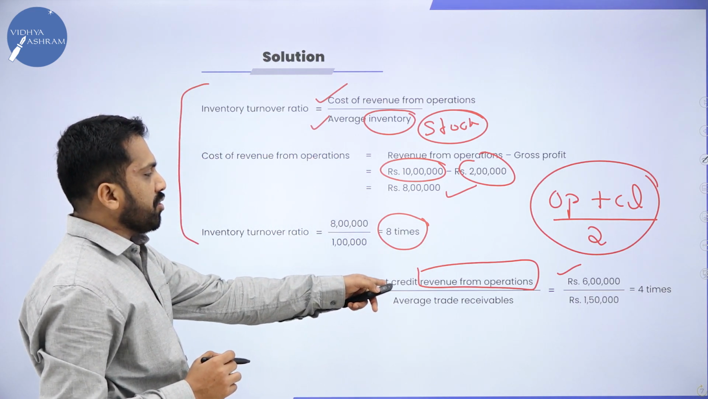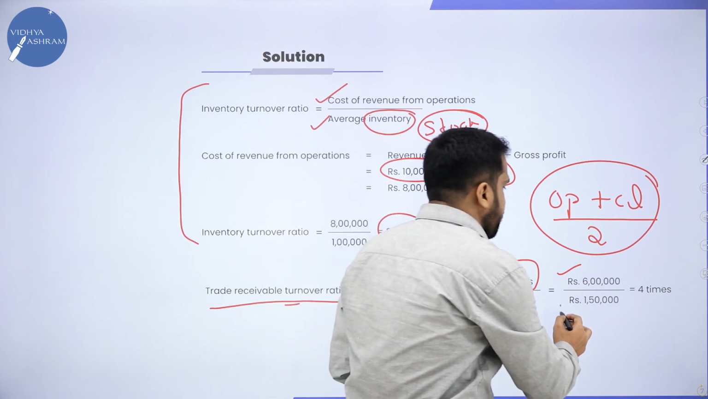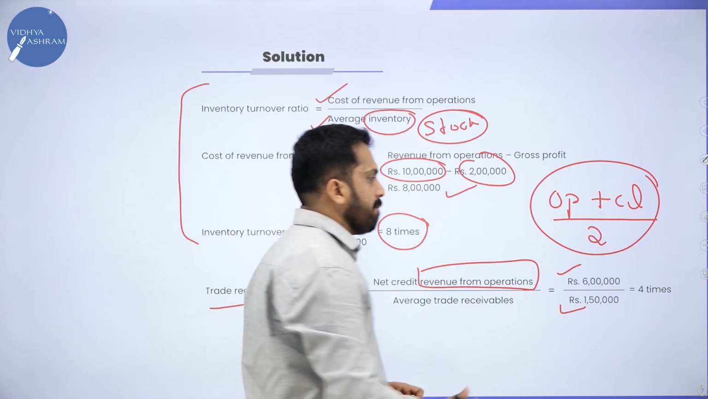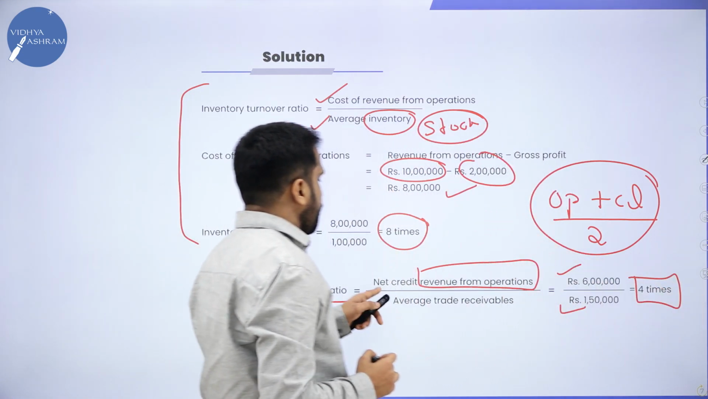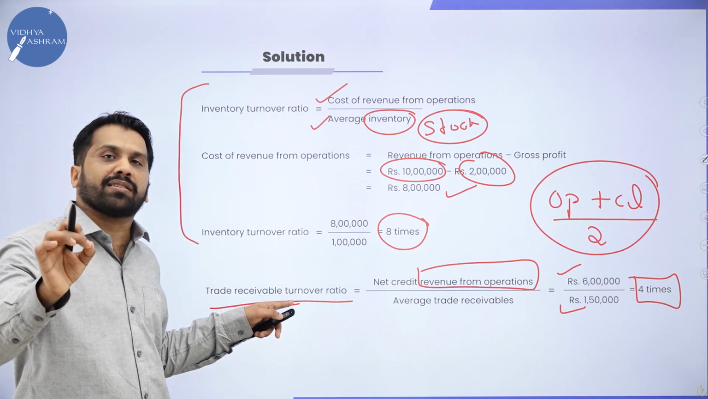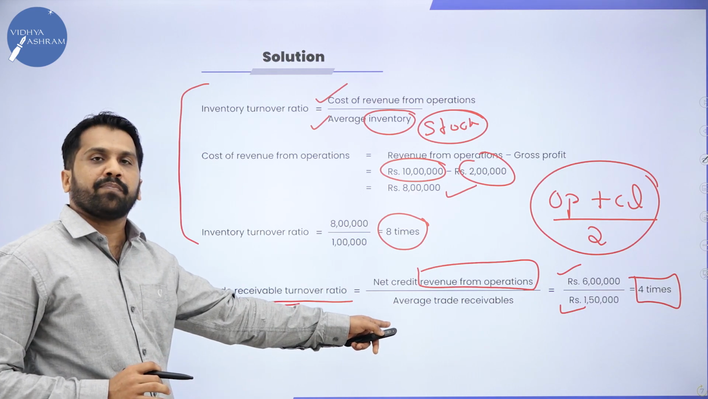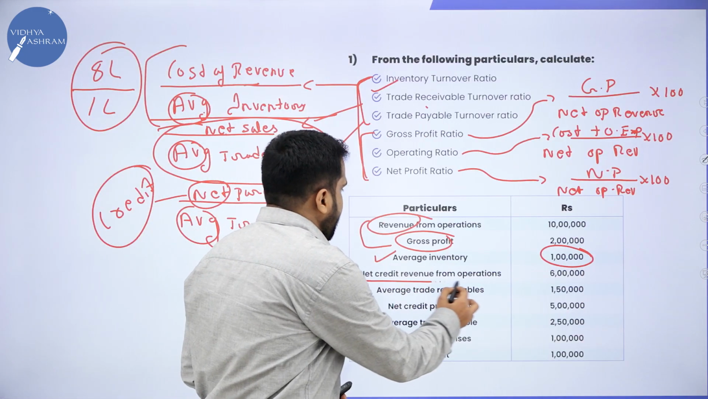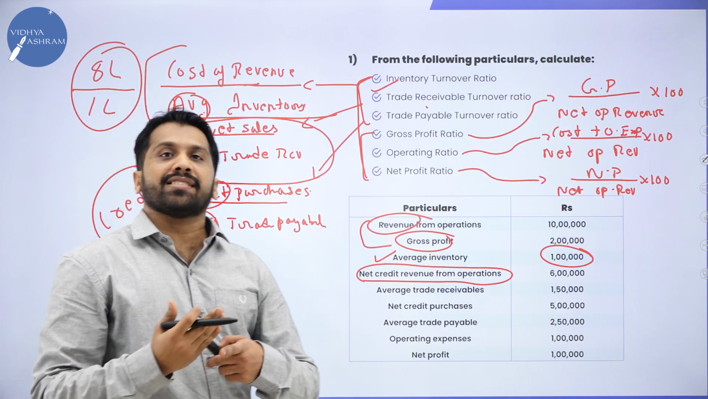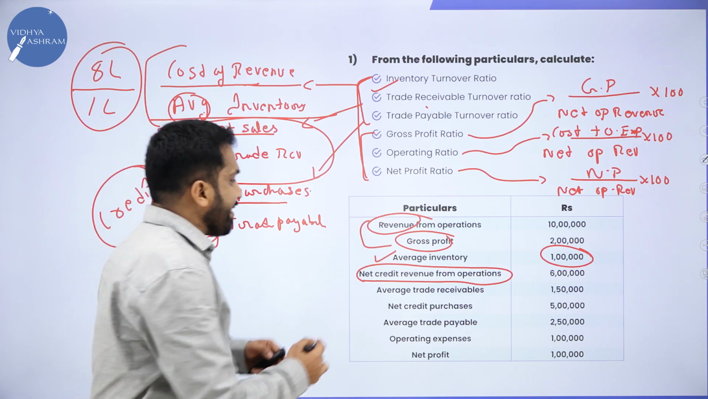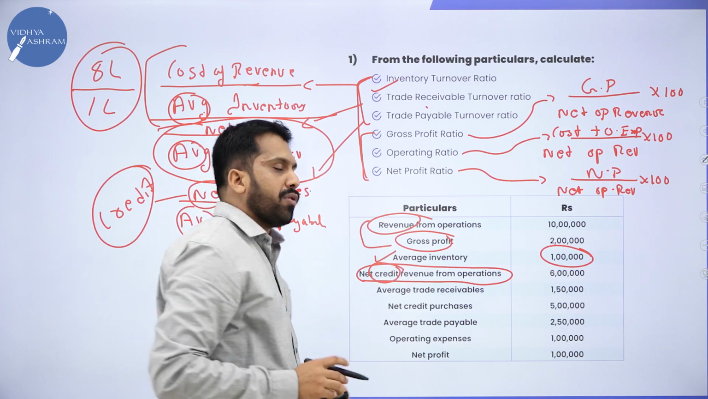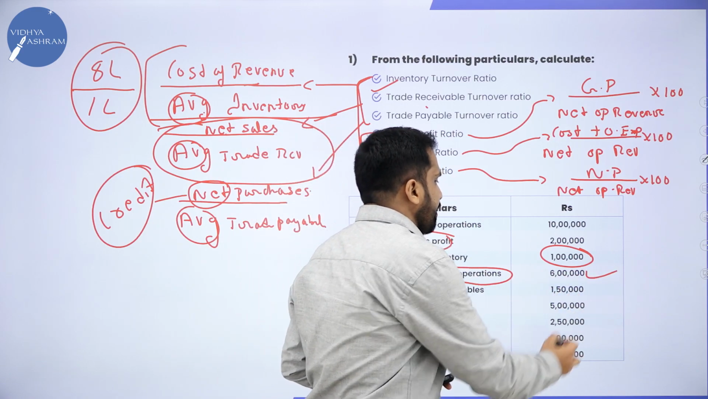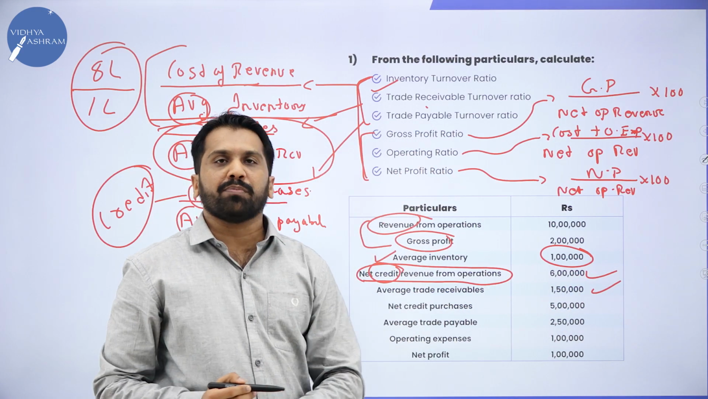Now, what is your average trade receivable? Average trade receivable is 1.5. 6 lakh divided by 1.5, your answer is what? It is 4 times. So, this is called the trade receivable turnover ratio. Remember the formula and get to know how to write the numbers for this. Easy. See, your net credit revenue from operation means sales, as I told you. We will not go for overall sales, we will go for credit sales. Your credit sales is 6 lakh and your average receivable is 1.5.